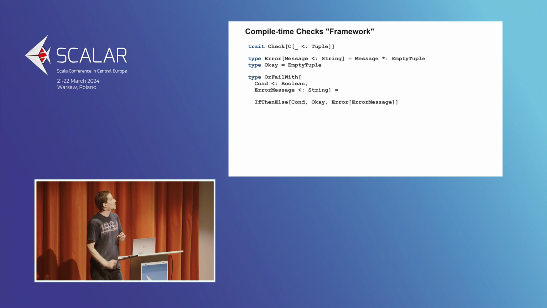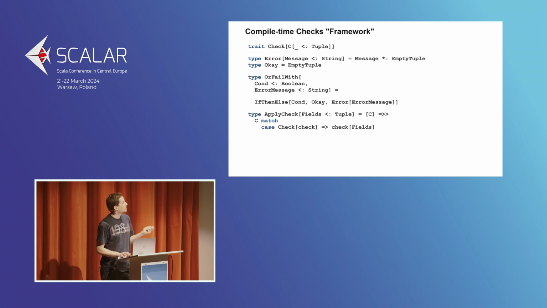To make it a bit more convenient to use, we're defining a small helper called or_fail with. It takes a Boolean type and an error message. If the condition holds, it produces OK. Otherwise, it produces a single error message. We're aiming for a small domain-specific language for validation at the type level.